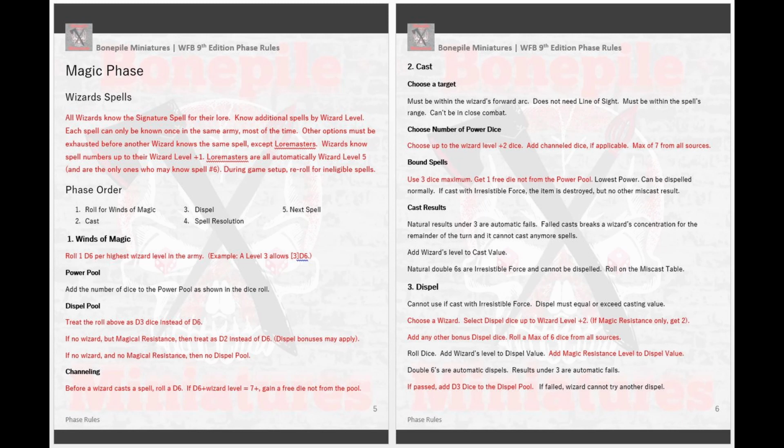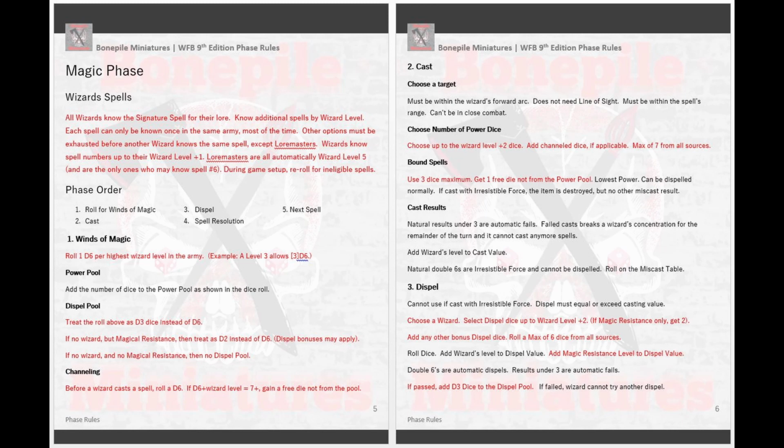Now if you recall, the casters have a maximum of 7 dice, but here it says dispellers have a maximum of 6. So the casters have a slight advantage for being on the offense. So you roll the dice and add the dispel wizard's level. Then add whatever magic resistance you might have in your army to the dispel value. So if I had magic resistance 3, then you would add 3 to that dispel value. Of course, double sixes are automatic dispels, unless it was cast with irresistible force, and this whole step would not even apply.